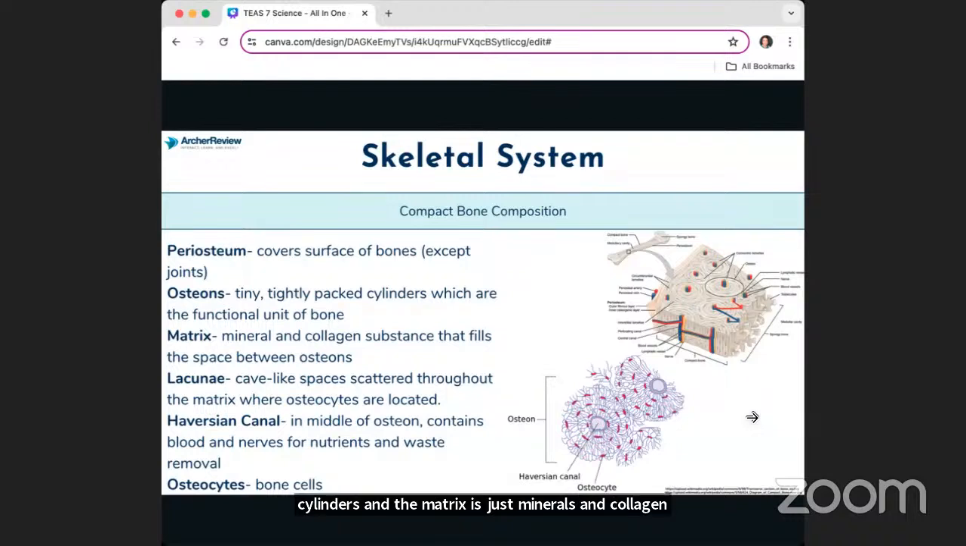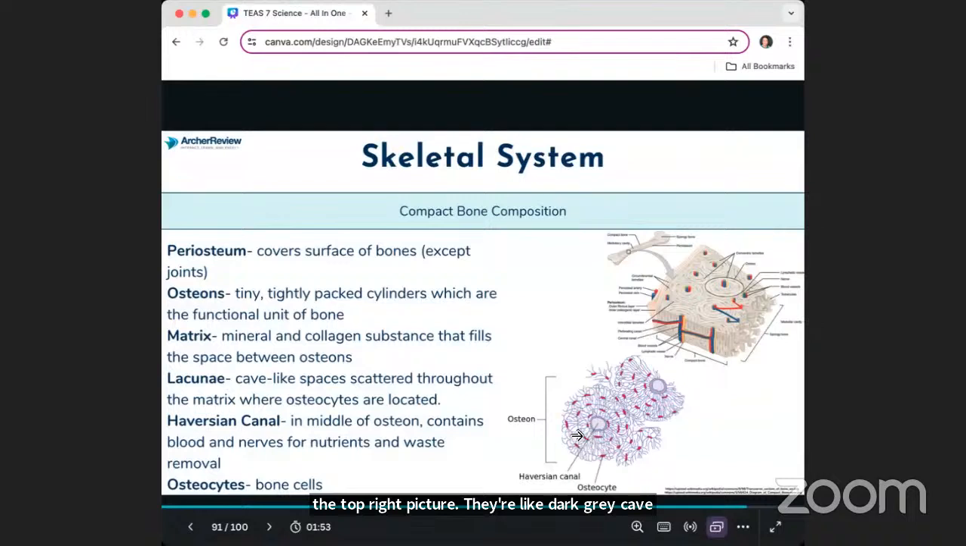You have another structure called the lacunae. The lacunae are these cave-like spaces scattered throughout the matrix where you would find bone cells, osteocytes. Okay, cytes meaning cells, oste referring to bone. So osteocytes are bone cells. So look in our pictures. In the top right picture, they're like dark gray cave spaces. Or in our bottom left picture, they're the pink spaces. Those are the lacunae, and that's where you'd find those osteocytes.